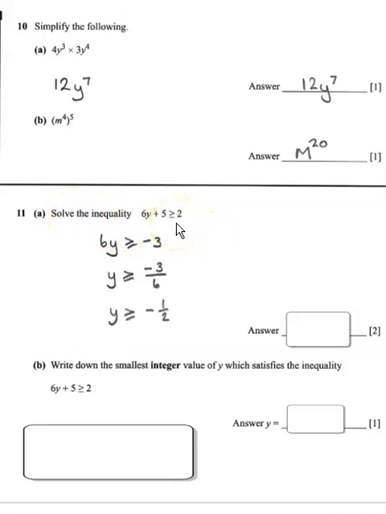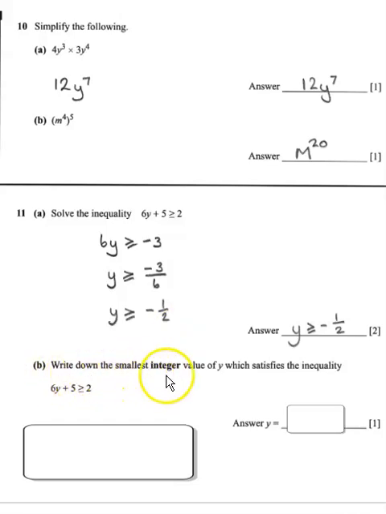So this one's solving an inequality, which is 6y plus 5 is greater than or equal to 2. What we want to do is just like solving an equation. So we have 2 take away 5, which is minus 3. And then we have minus 3 divided by 6. And we have written it there, and then we can cancel it down to minus a half. So the answer there would be y is greater than or equal to minus a half.